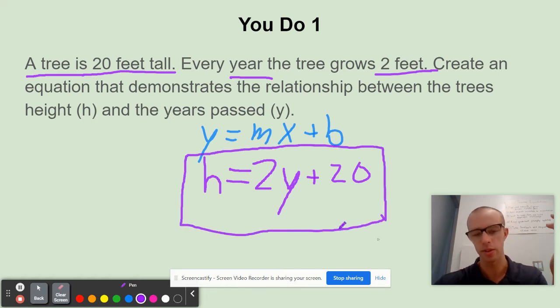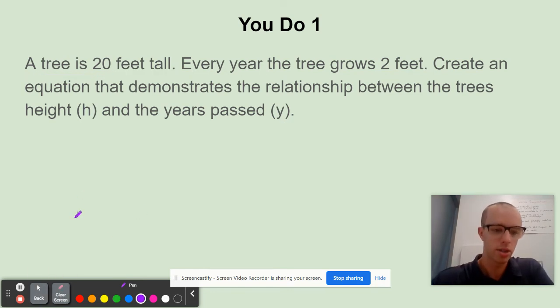And real quick, to make sense of it, if I said, how tall is the tree after 4 years? You would probably do 2 times 4 to figure out how much it's grown. It's grown 8 feet. Then you'd have to say, well, the tree was already 20 feet tall, so 8 plus 20, and you get 28. This equation is just representing the process that you would do anyway. All right, on to the next one.